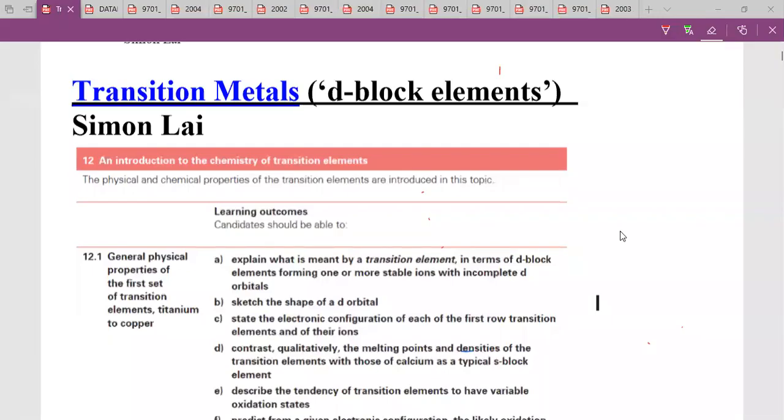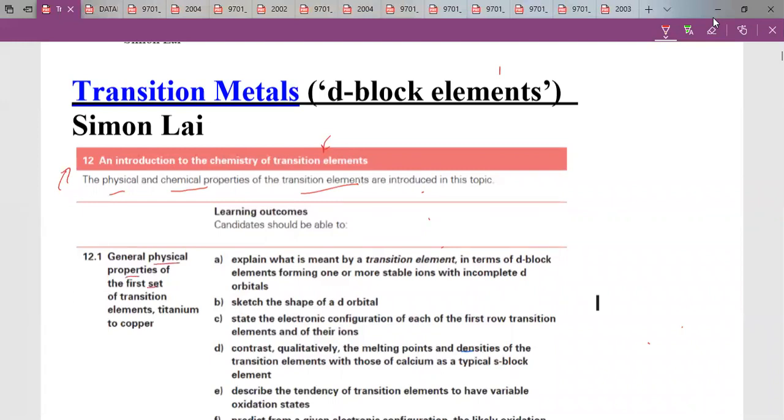Hi guys, today we're going to start on inorganic chemistry for your A2, and here is the first topic: transition elements. We're going to study the physical and the chemical properties of transition elements. First of all, we talk about the physical properties.